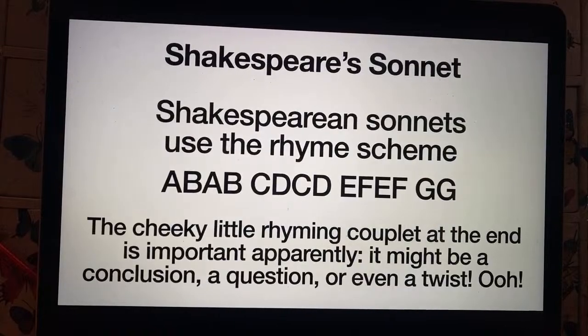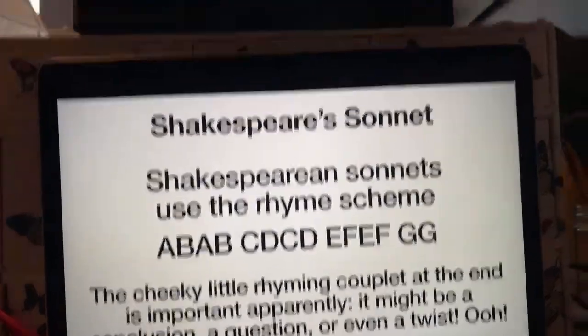Anyway, so Shakespeare's sonnets. He wrote about 150 of these things, and they all use this rhyme scheme: A, B, A, B, C, D, C, D, E, F, E, F, little G, G at the end. And that cheeky little rhyming couplet at the end is apparently quite important. It might be a conclusion or a question or even a twist. Ooh, right. Should we get on and read this sonnet then? So, yeah, he wrote over 150 sonnets.